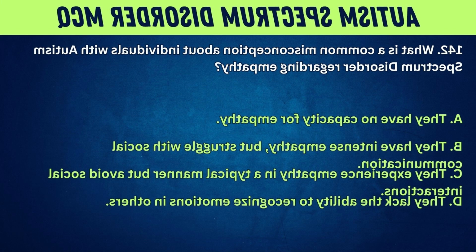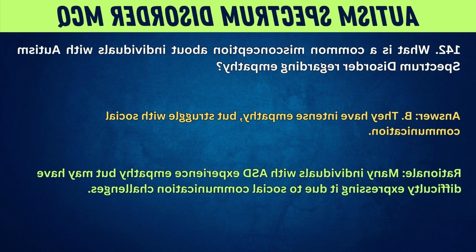142. What is a common misconception about individuals with autism spectrum disorder regarding empathy? A. They have no capacity for empathy. B. They have intense empathy but struggle with social communication. C. They experience empathy in a typical manner but avoid social interactions. D. They lack the ability to recognize emotions in others. Answer: B. They have intense empathy but struggle with social communication. Rationale: Many individuals with ASD experience empathy, but may have difficulty expressing it due to social communication challenges.